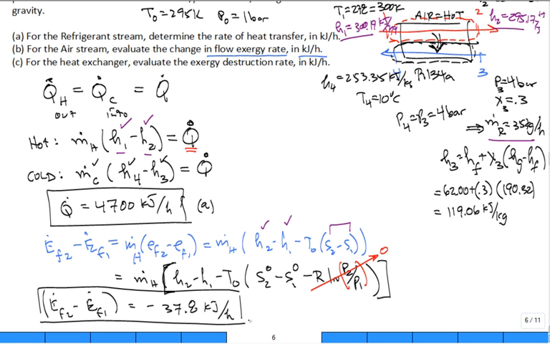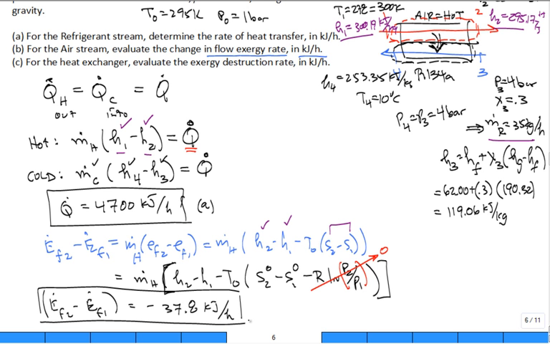Talk to me a little bit. Why is it negative? It's the air, it's the hot stuff coming out of the hot. The heat transfer out of the hot. It's going to have an enthalpy decrease, an energy decrease. It's going to have an exergy decrease. Right? That's why there's a negative sign on it.